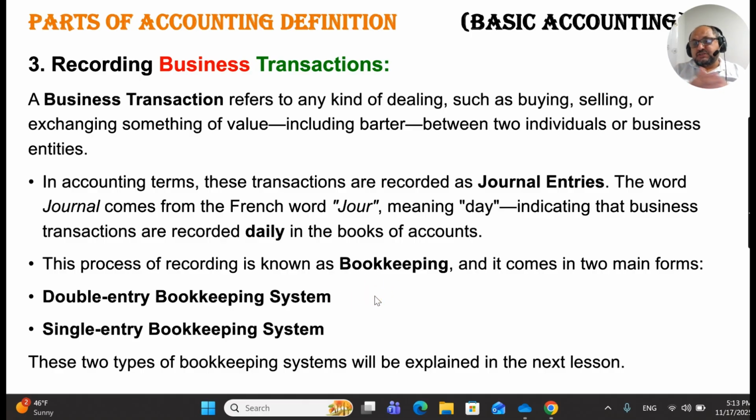Nowadays, QuickBooks has come as a bookkeeping system. I will also teach you in my upcoming videos the double entry bookkeeping system and QuickBooks. How do you create a company in it? How do you create items? I will teach you in the next coming videos, but not now.